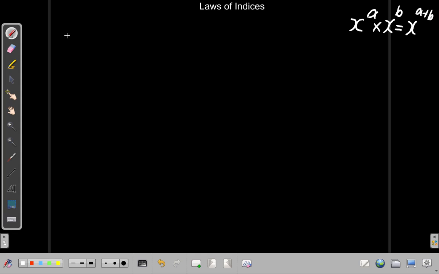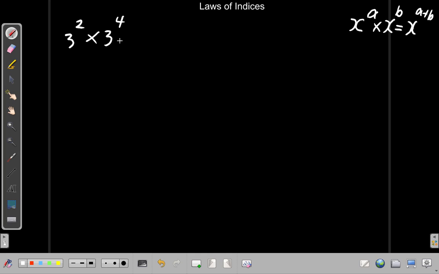Let us say you have a number raised to a power. Let's say the number is 3 and it's raised to the power of 2. In other words, it's 3 squared. You multiply it by 3 raised to the power of, say, 4. 3 to the power of 4. Alright?